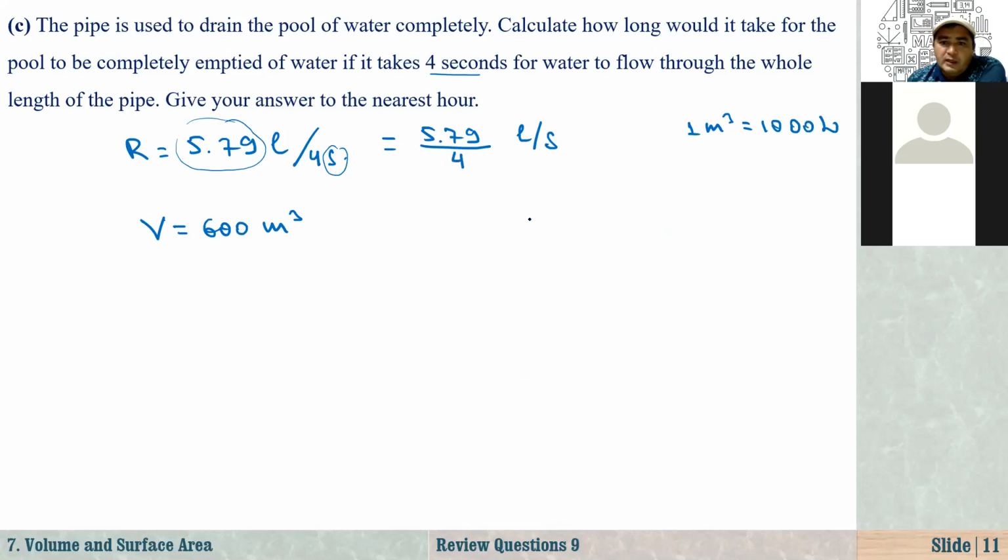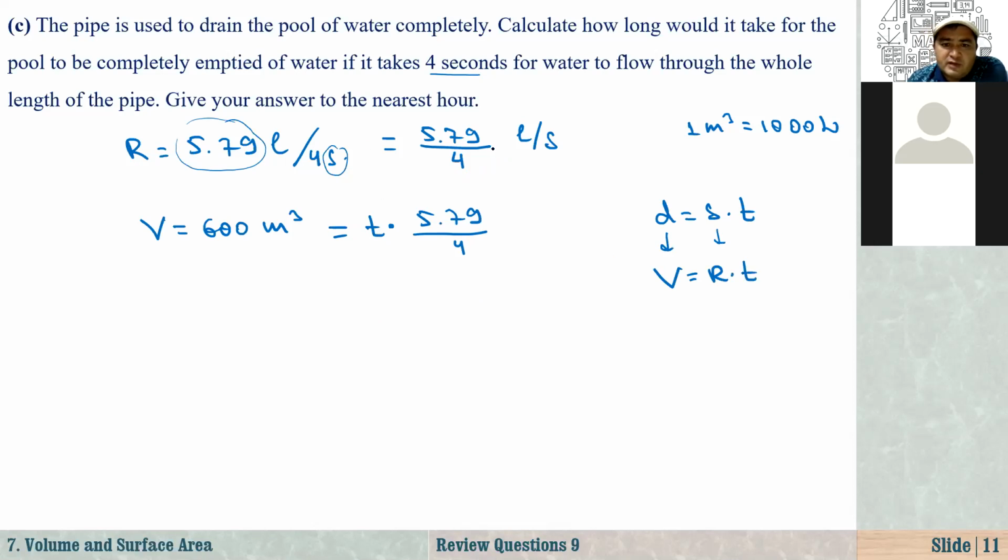So, let's say it takes t seconds. We know that the volume should be equal to the rate over 5.79 over 4 times t. It's like distance. What is the distance? It is speed times time. But here our distance is the volume, the speed is the rate, and the time is just the time.